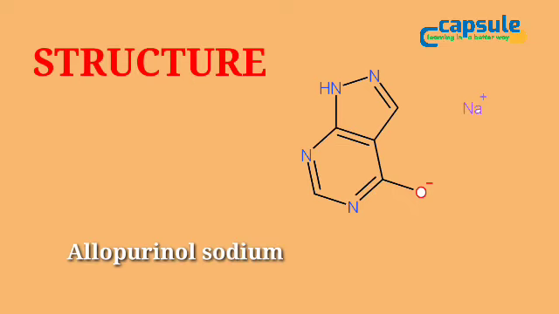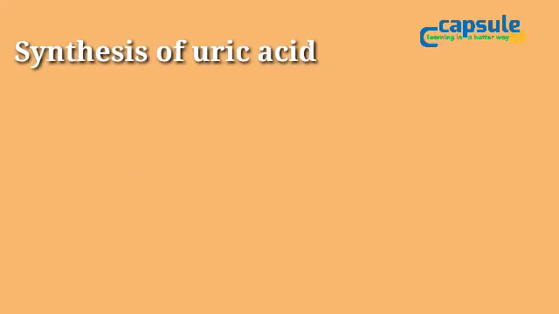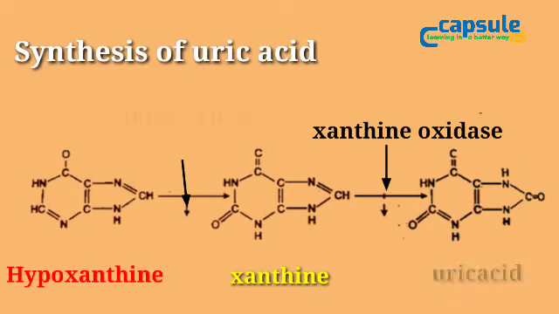And coming to the mechanism of xanthine oxidase inhibitors. Before that, first of all, we need to learn about synthesis of uric acid. During purine metabolism, hypoxanthine is converted to xanthine and finally it is oxidized to uric acid with the help of xanthine oxidase. So allopurinol here acts as a xanthine oxidase inhibitor, which results in reducing the body uric acid levels.